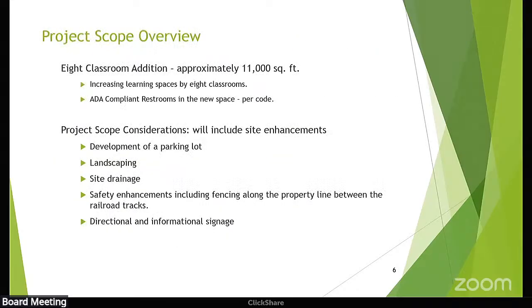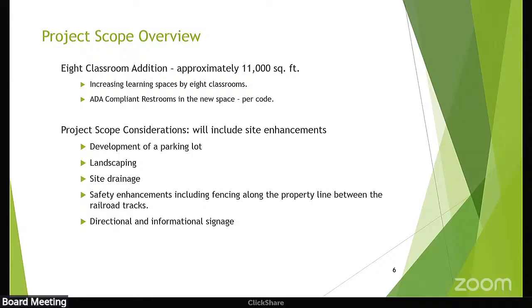So the scope that we're looking at for this project would be an 8-classroom addition. It's approximately 11,000 square feet. It would give us 8 additional classrooms. It would bring us ADA compliant restrooms and classrooms that are really age appropriate and designed for the age that we're actually trying to educate here. So they're designed as an early learning center.